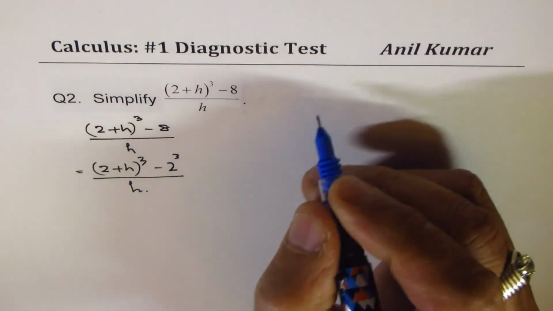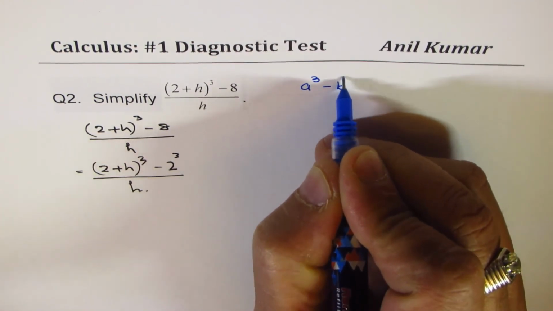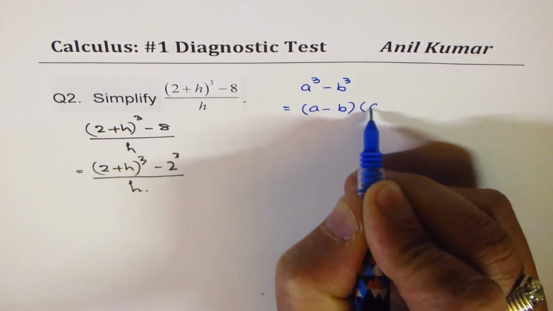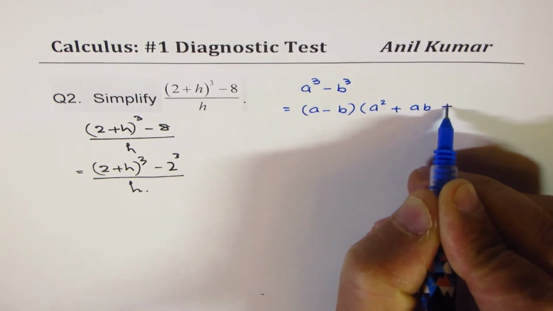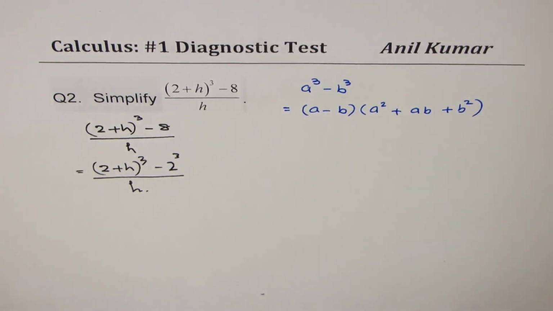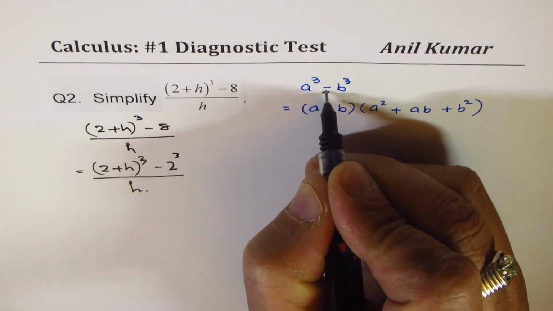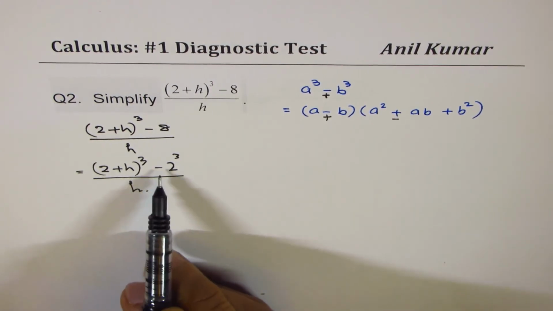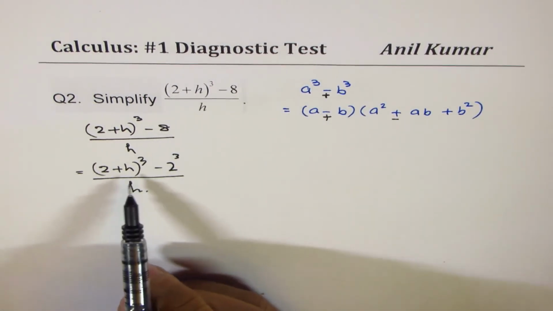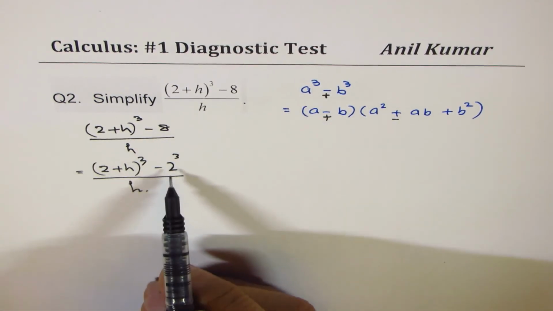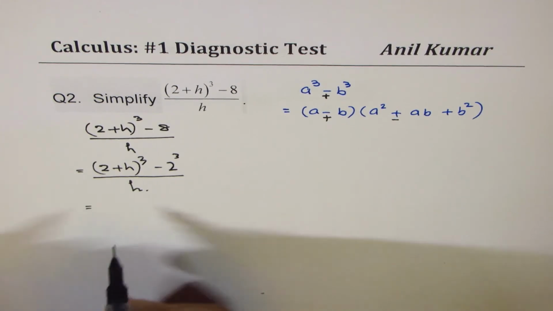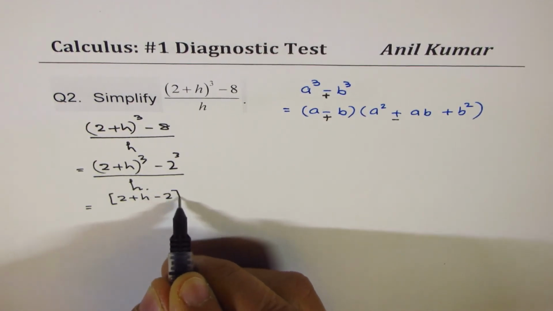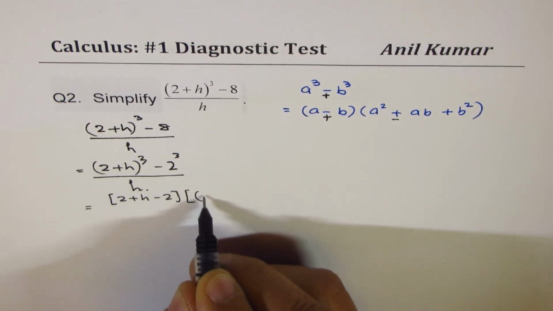Now I hope you remember the formula. What is a cube minus b cube equal to? A cube minus b cube is (a minus b) times (a square plus ab plus b square), correct? If you have a cube plus b cube, then we get a plus sign here and a negative sign there. Now in this particular case, we have to use difference of cubes, where a is 2 plus h and b is 2. So if we apply the formula, what do we get? We get the first factor as 2 plus h minus 2, and the other factor as the square of 2 plus h.